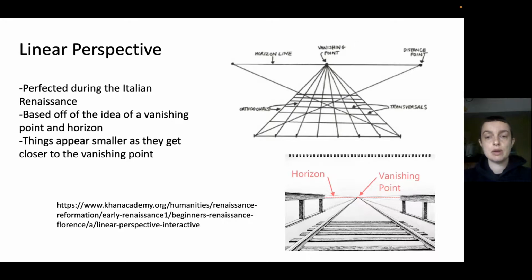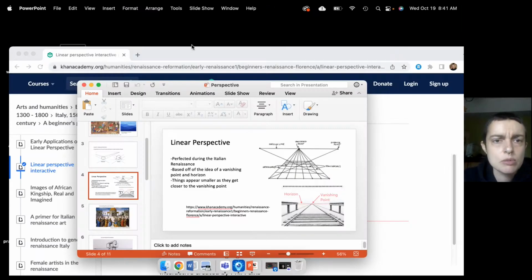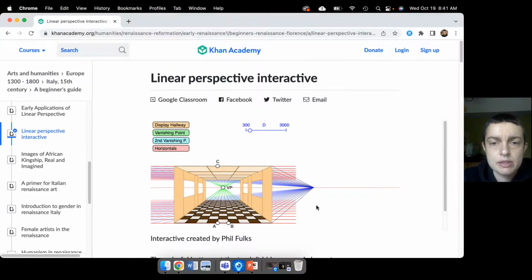The traditional example of this is this drawing of a railroad track here. You can see the horizon line in this drawn example on the lower right falls somewhere around the halfway mark of the page, and the vanishing point is straight down the middle, and you can see that the tracks appear to get smaller.